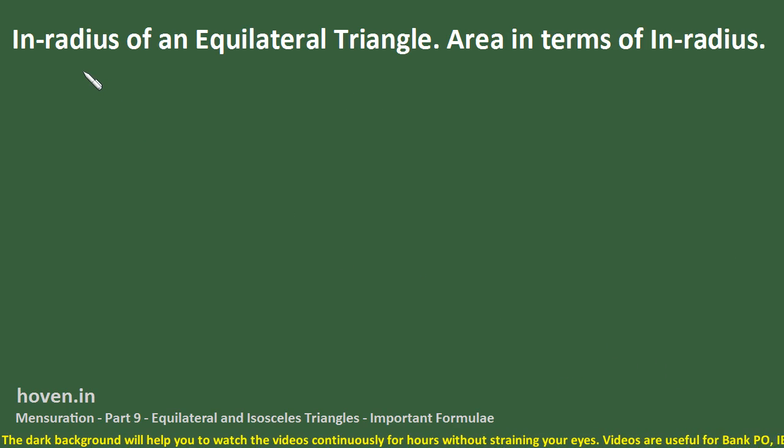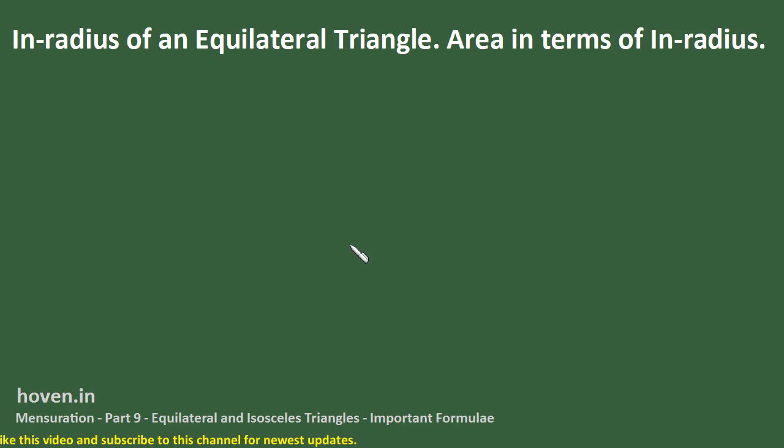Let us now write the formula for the inradius of an equilateral triangle and also the area of an equilateral triangle in terms of inradius. Although you can easily do this if you know the inradius of a general triangle that I have already done, and also the relation between the area and inradius of a general triangle, you can use those also. And now I will give them specifically for the case of an equilateral triangle so that you can remember them or derive them whenever it is required.